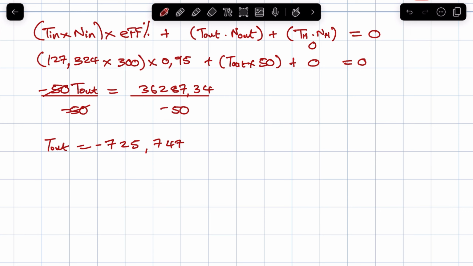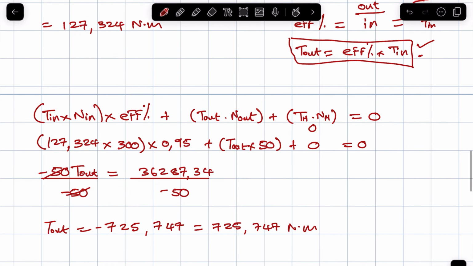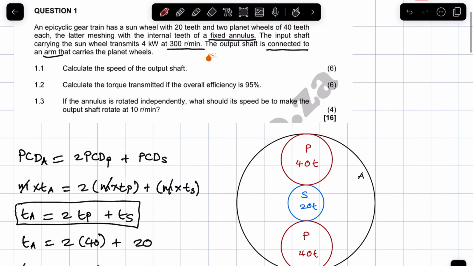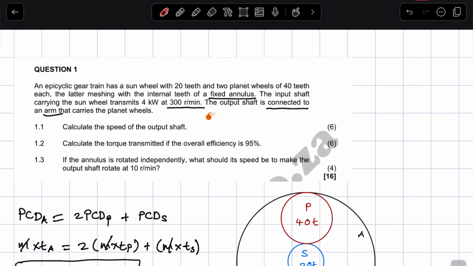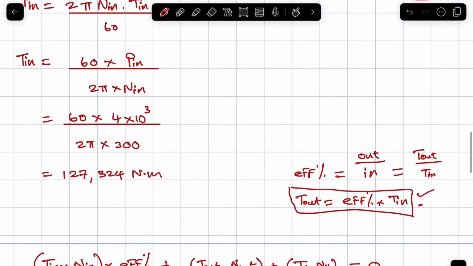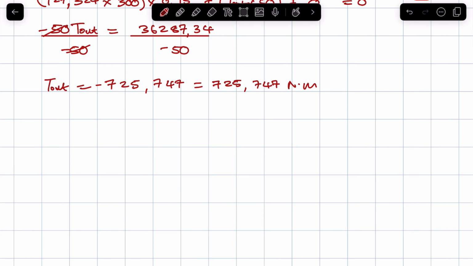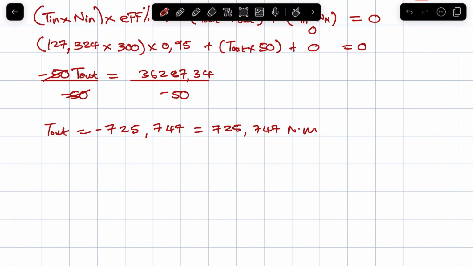747, right? Which essentially means you have 725,747 Newton meters, right? And that becomes the transmitted torque which they wanted us to calculate. So the transmitted torque, which is torque out, is equal to 725,747 Newton meters anti-clockwise, since it's negative, right?